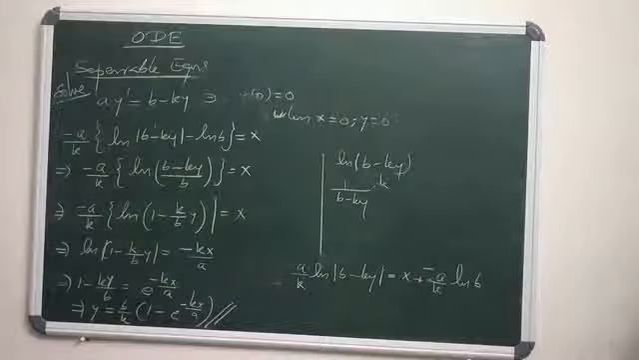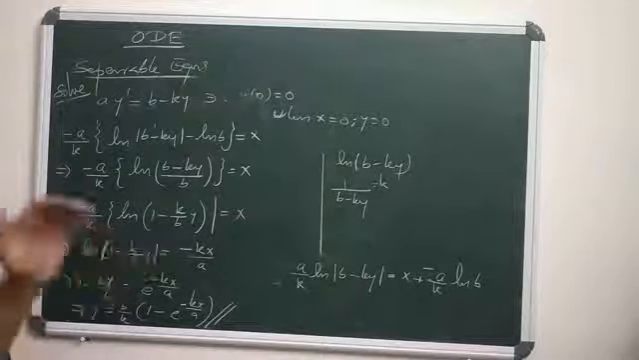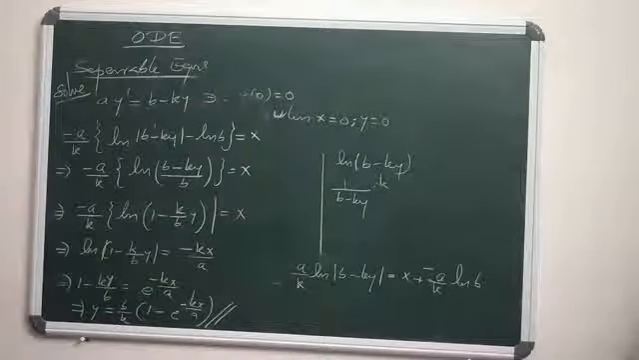So this is the method to find the solution of a first order ordinary differential equation. When the initial condition is given, by using that condition we can identify the value of the arbitrary constant c here. Okay, thank you.